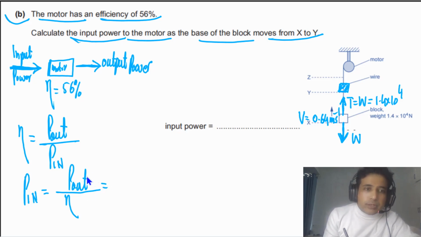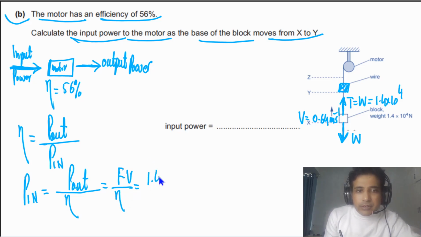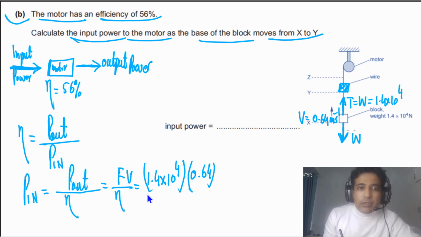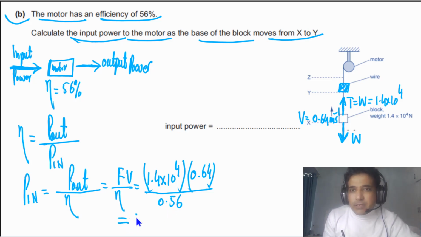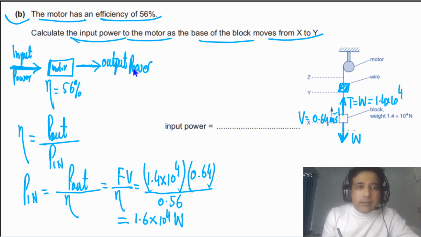So simply we can say the power input is equal to F times V divided by the efficiency of the motor. And force in this case is equal to 1.4 times 10 to 4. And this is the force provided by the motor, and that is equal to tension in the wire. And the speed we have, that is equal to 0.64. And we need to divide by efficiency, that is 0.56. Now if we solve this one, our final answer in this case will be equal to 1.6 times 10 to 4 watts. So this one is the input power, and here we have the output power. Output power is equal to this one. So this is how we need to figure out.